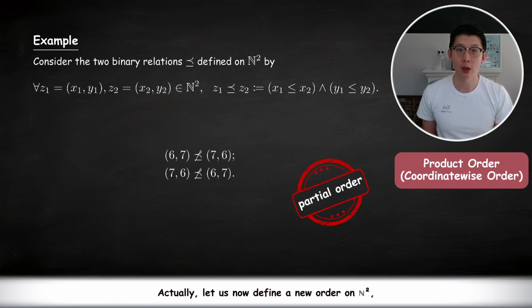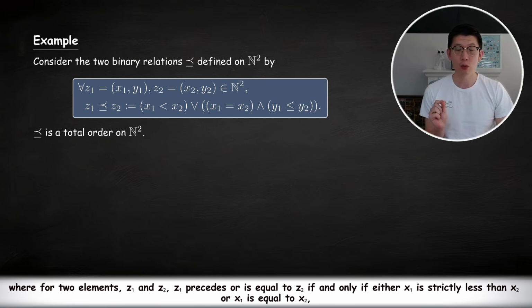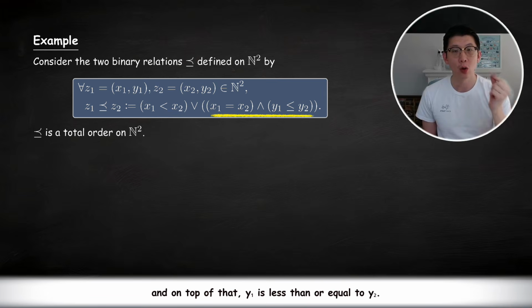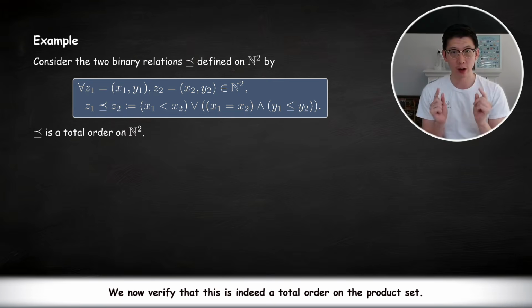Actually, let us now define a new order on N², where for two elements z1 and z2, z1 precedes or is equal to z2 if and only if either x1 is strictly less than x2, or x1 is equal to x2 and, on top of that, y1 is less than or equal to y2. We now verify that this is indeed a total order on the product set.